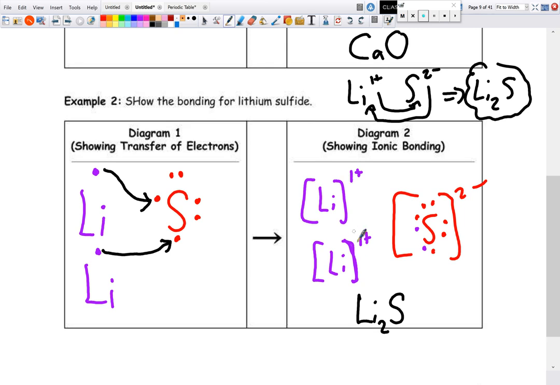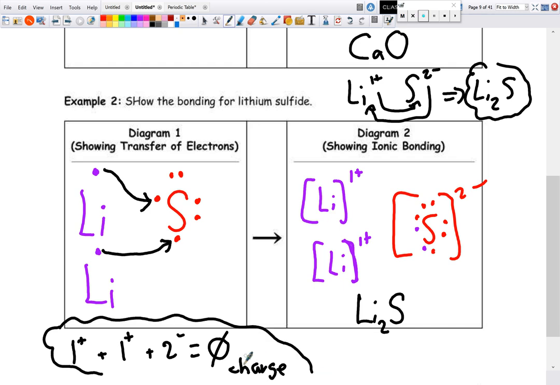We got positive 1, negative 2. So positive 1 plus a positive 1 plus a 2 negative. You add those all together and you get 0 charge. You don't need to show this, it's just making sure that your ionic compound is neutral. And that is how we show our ionic bonds. So remember, 2 diagrams for each.